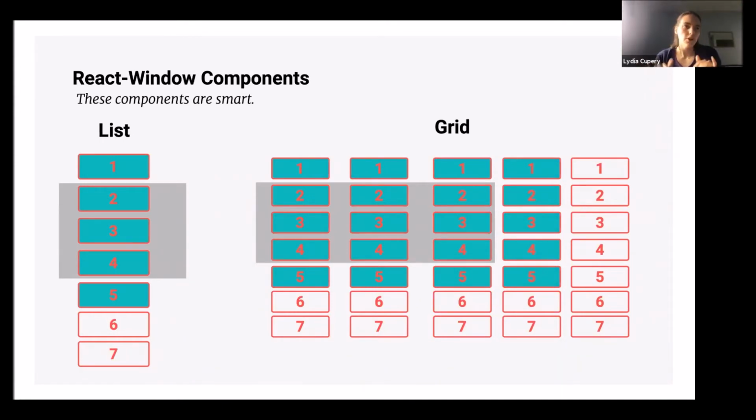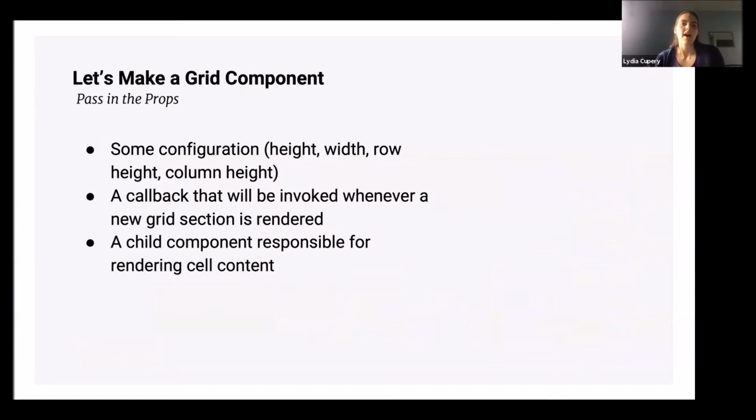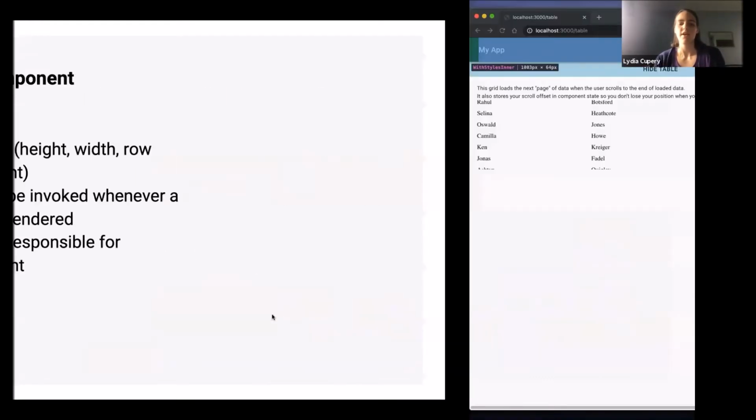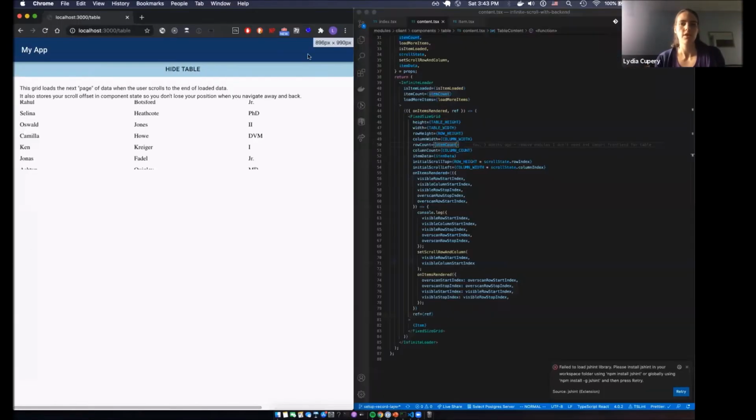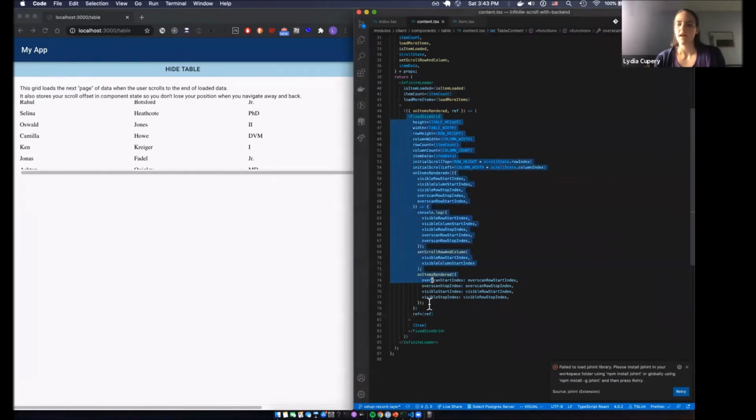Let's get into a little bit more of the nitty-gritty of this. I'll show you a grid component and how we set up a grid component. If I dive into the code, let me X this out. So this is a grid component, and we're using this grid component from the React Window library. You provide some basic configuration, so the height of your grid, the width of your grid, what you want the height of a given row to be, stuff like that.